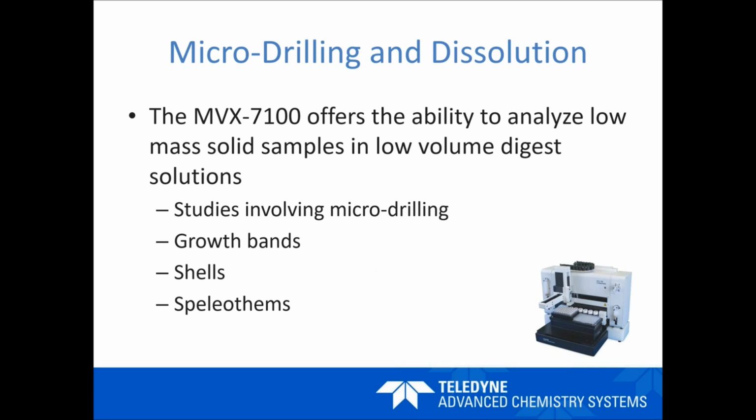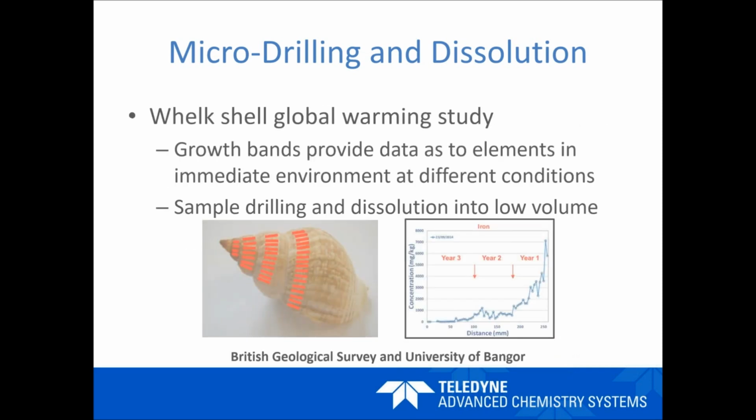Just to give you an example here, this is more work from the British Geological Survey in conjunction with the University of Bangor in the UK. This is data from a whelk shell, which is part of a global warming study. The study has been to look at the difference in ion composition in these different growth bands as this shell has grown, and over time, the immediate environmental conditions have changed around that shell.